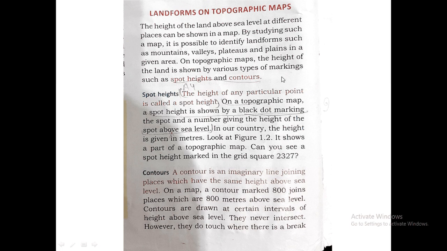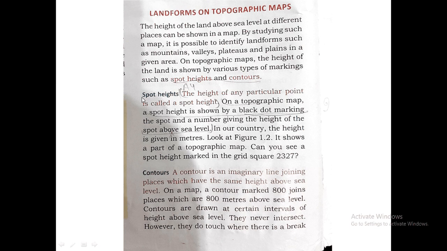Now, what is spot height? The height of any particular point is called a spot height. A point can be any place, it can be a mountain, valley or plateau. On a topographic map, a spot height is shown by a black dot marking the spot and a number giving the height of the spot above sea level.